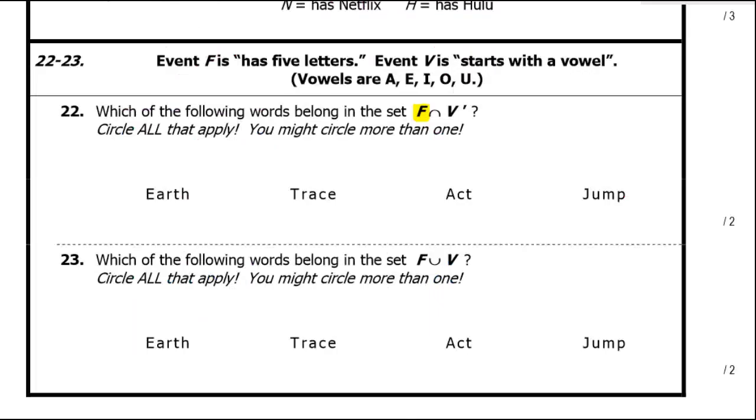So looking at this problem, I'm definitely going to start by highlighting the first set. Event F has 5 letters. So let's see, 1, 2, 3, 4, 5. Yep, I'm going to highlight that. 1, 2, 3, 4, 5. Yep, I'm going to highlight that. Alright, I'm not going to highlight that because it doesn't have 5 letters. I'm not going to highlight this either. So I'm going to start with this.